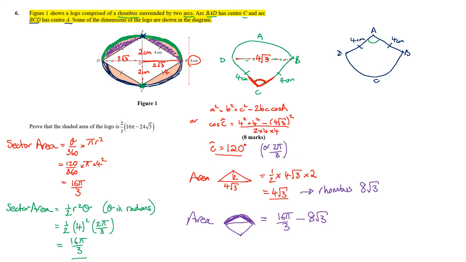So my full area of shaded bit is twice that. If I then take this fraction of 1/3 outside my bracket, so factorise that out, 2/3, 16 pi, I'm going to have to multiply this 8 by 3, so minus 24√3. So that when I then multiply it back out, I'll get back to my 8√3, which is what we needed to show.